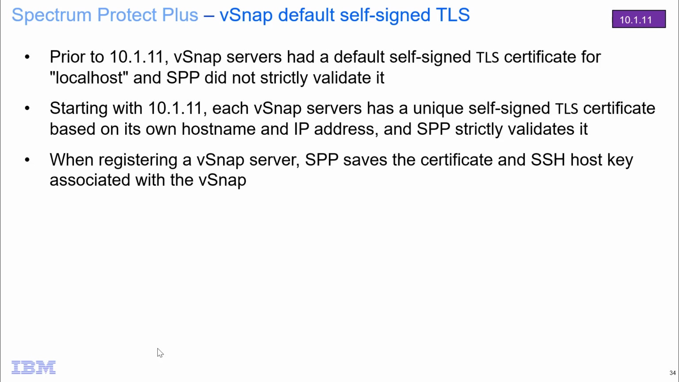The next area you'll see is your Spectrum Protect Plus VSnaps. Remember, VSnaps are like storage pools for Spectrum Protect Plus. Those do utilize default self-signed TLS when they're communicating between the Spectrum Protect Plus servers and the Spectrum Protect Plus VSnaps. So this secure communication was introduced in version 10.1.11 of Spectrum Protect Plus. And with that 10.1.11 version, each VSnap server will have its unique self-signed TLS certificate that's based on hostname IP address. And that certificate will be strictly validated by Spectrum Protect Plus.